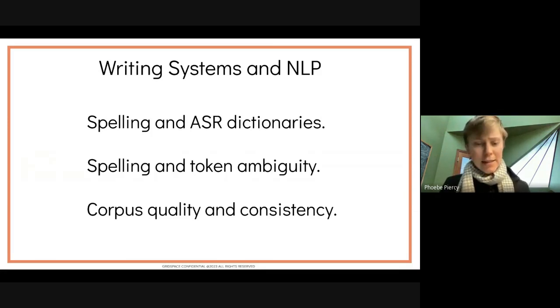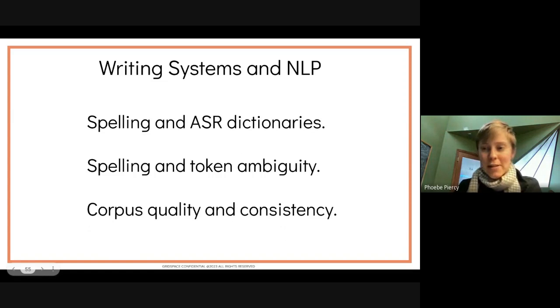So these are just things to think about. Spelling and token ambiguity. English is famous for this: you see the word R-E-A-D. Is it "read" or "read"? There are different things like that. And corpus quality and consistency. A corpus is your collection of documents that you're training on. If you're mixing a bunch of different ones, let's say from British English and American English, you might have "tomato", "tomato". Different phonemes, but the same words.